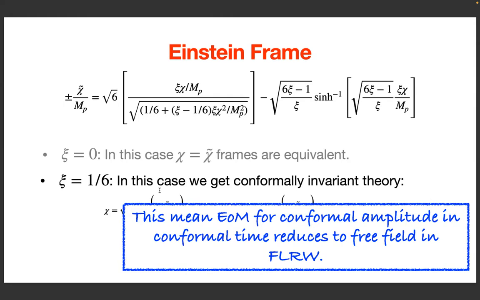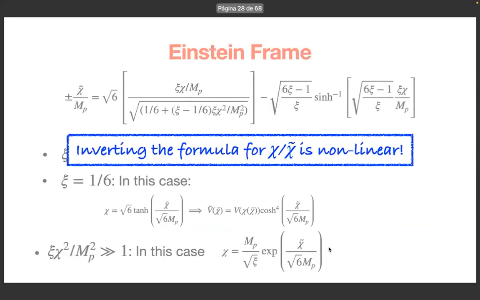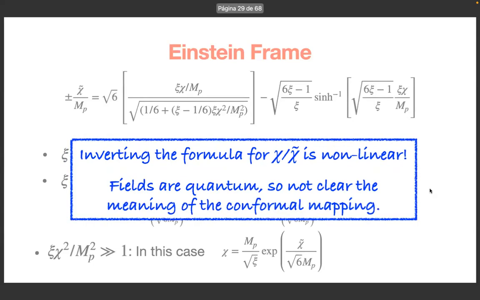I can also take another limit, which is interesting, for example, for Higgs inflation. But what are the problems here? Inverting the formula that relates chi and chi tilde is nonlinear, so there are some issues there. Also, fields are quantum. I haven't mentioned this so far, but fields are quantum, of course, and so there is no clear meaning of what the conformal mapping means up to the quantum level.